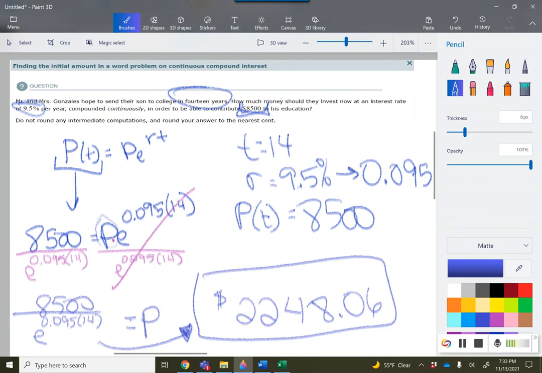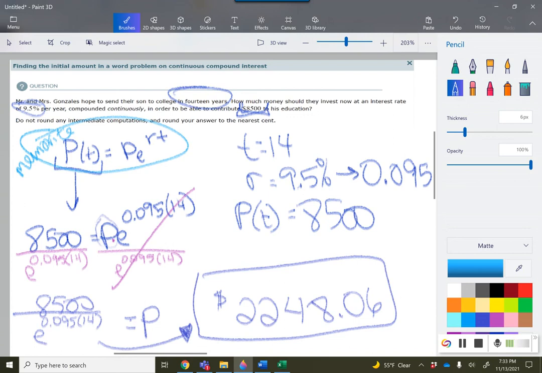Okay. So first thing, you have to have that formula memorized. If this formula isn't memorized, you're not going to be able to do this question. Second, make sure you read the question very carefully. Make sure you know if you have P or if you have P of t, because that's going to completely change the problem if you put it in the wrong place.